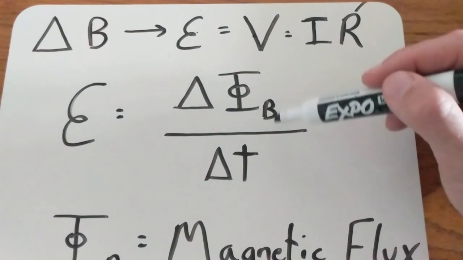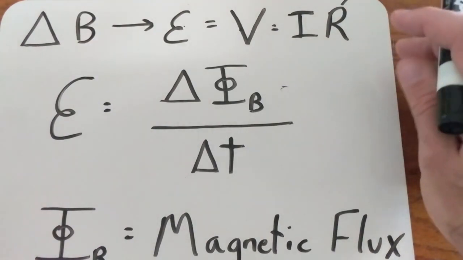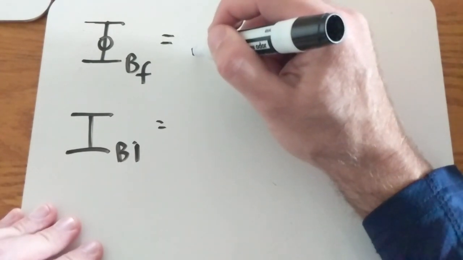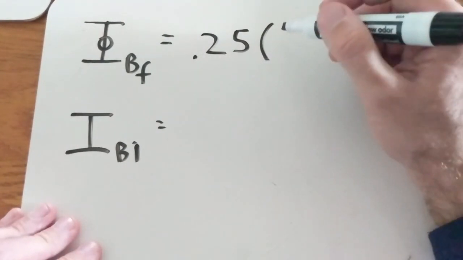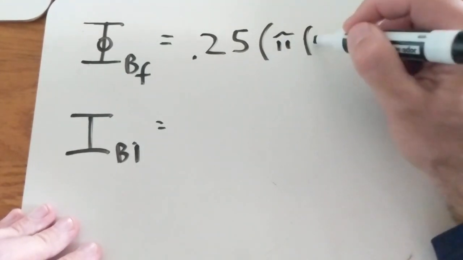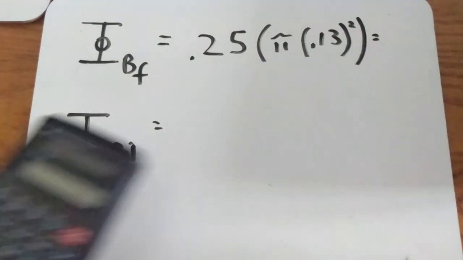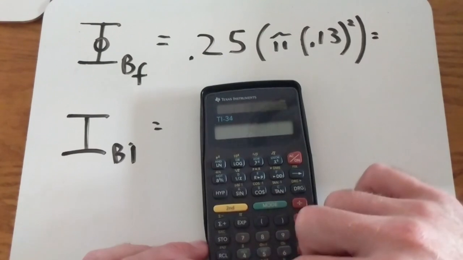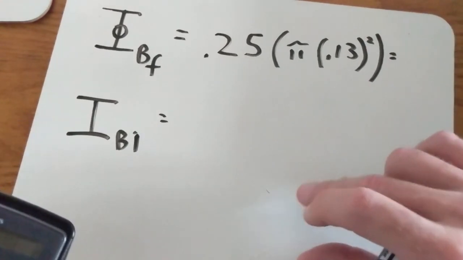All right, so we go to our EMF equation, and we saw from our last problem that we have to calculate our change in magnetic flux first. So let's do the final and the initial magnetic flux. All right, which would be our final magnetic field is 0.25. All right, and the area of a circular coil of wire is pi times radius squared, which is 0.13 in this case, squared. All right. And we can go to our calculator really quick. And this is annoying, 0.25 times pi times 0.13 squared. And we get, what does that say? 0.0132.